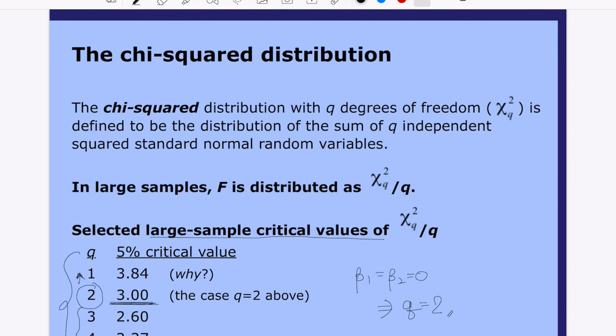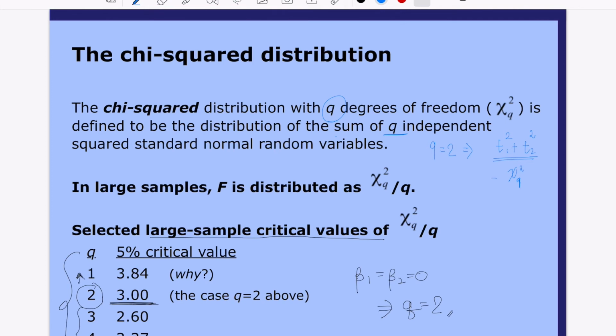So if you look at the chi-square distribution with a large number of observations, a large sample, the chi-square distribution with q degrees of freedom is defined to be the distribution of the sum of q independent squared standard normal random variables. So what do we see? If we have q equals 2, it will have the sum of the independent squared standard normal random variables, so T1 squared plus T2 squared. That is the chi-square with q restrictions distribution.